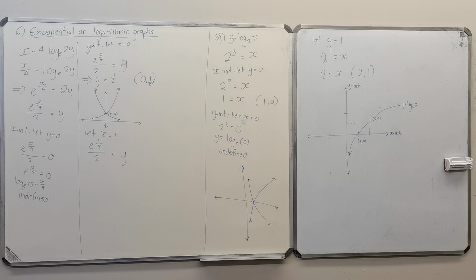Press your fraction button. Then you're on the numerator. Press Alpha E, and then press the button that looks like this.